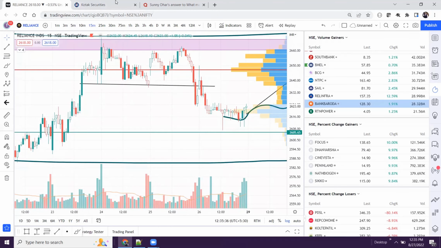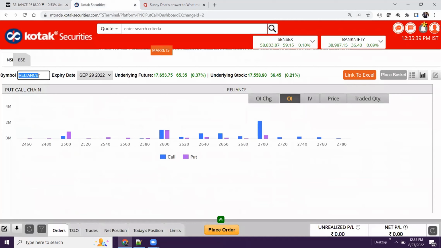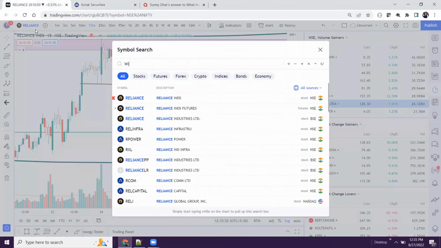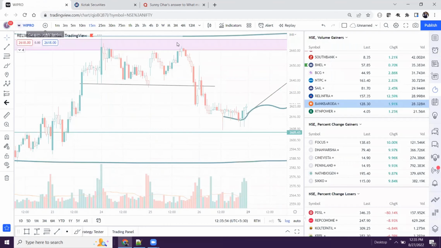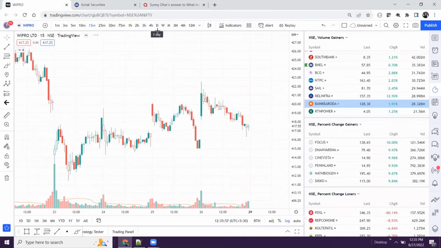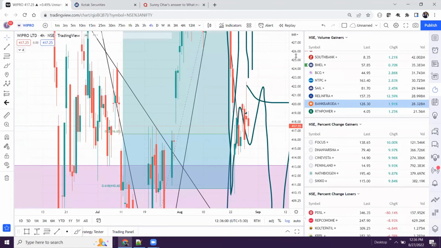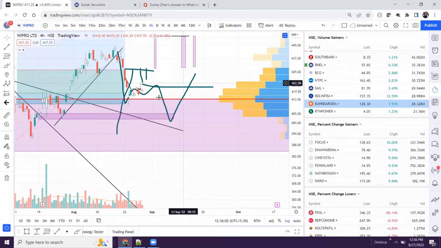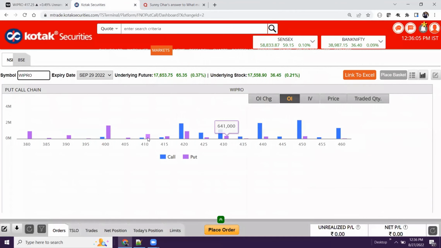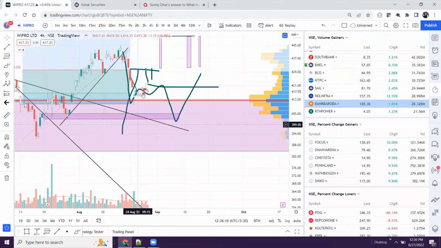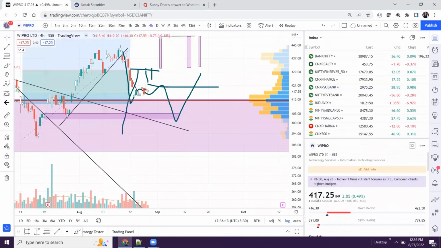But now suppose you want to buy. Let me take a different example. Let us take the example of Wipro. You see the highest call open interest is at this point, 450. Now let us go to the chart. Suppose you want to buy, so you have to find the highest put side open interest, that is at the 400 level. Current price is 470.